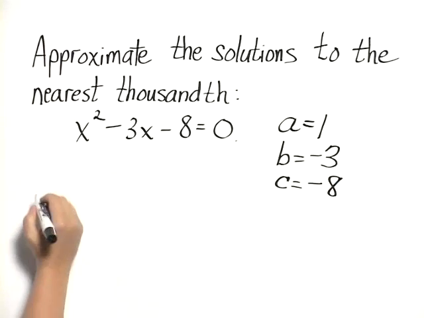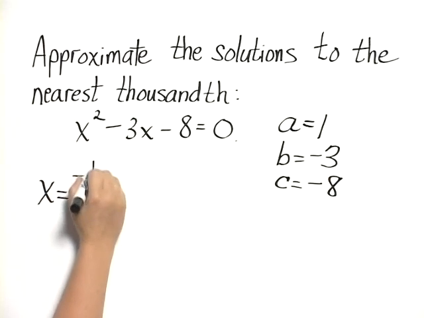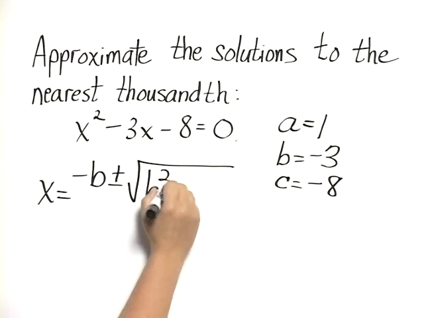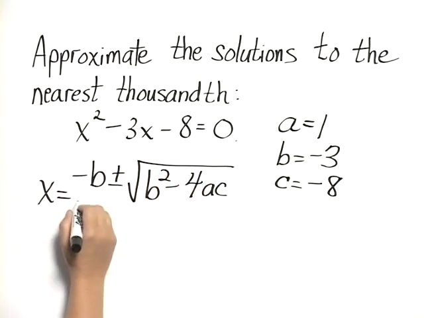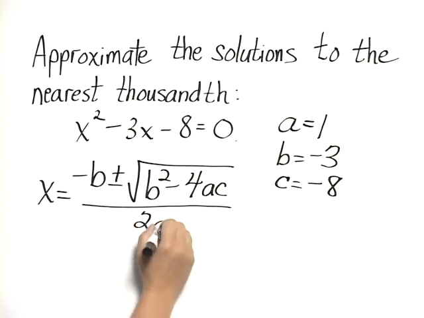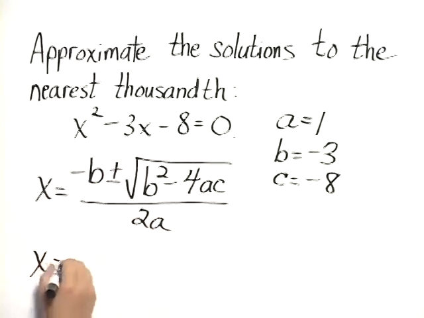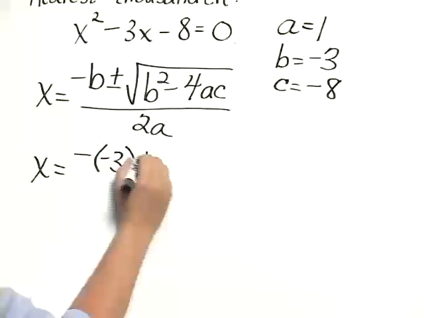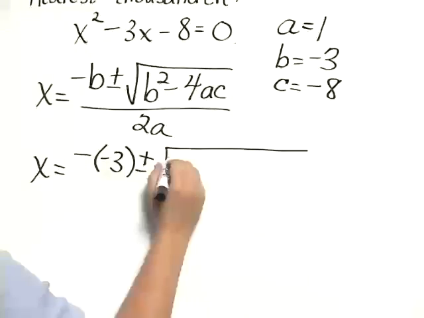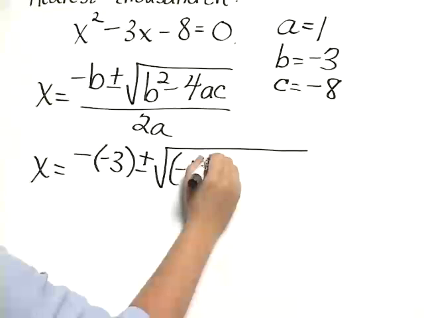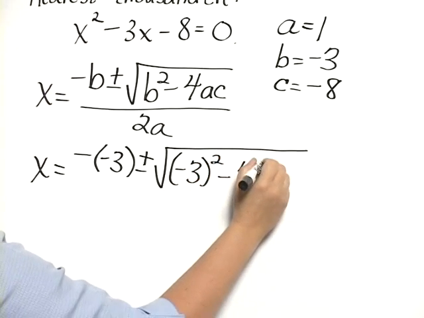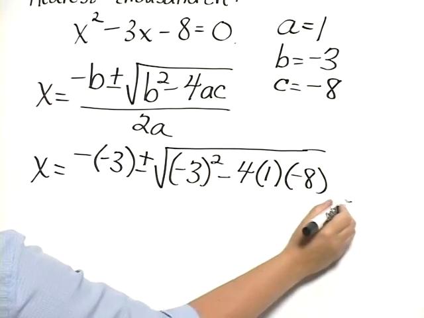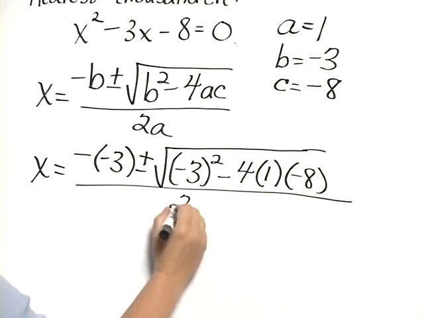According to the quadratic formula, x will equal the opposite of b plus or minus the square root of b squared minus 4ac, all over 2a. So substituting, we have x equals the opposite of b, which is -3, plus or minus the square root of b squared, which is -3 squared, minus 4 times a, which is 1, times c, which is -8. And all of that is over 2 times a, or 2 times 1.